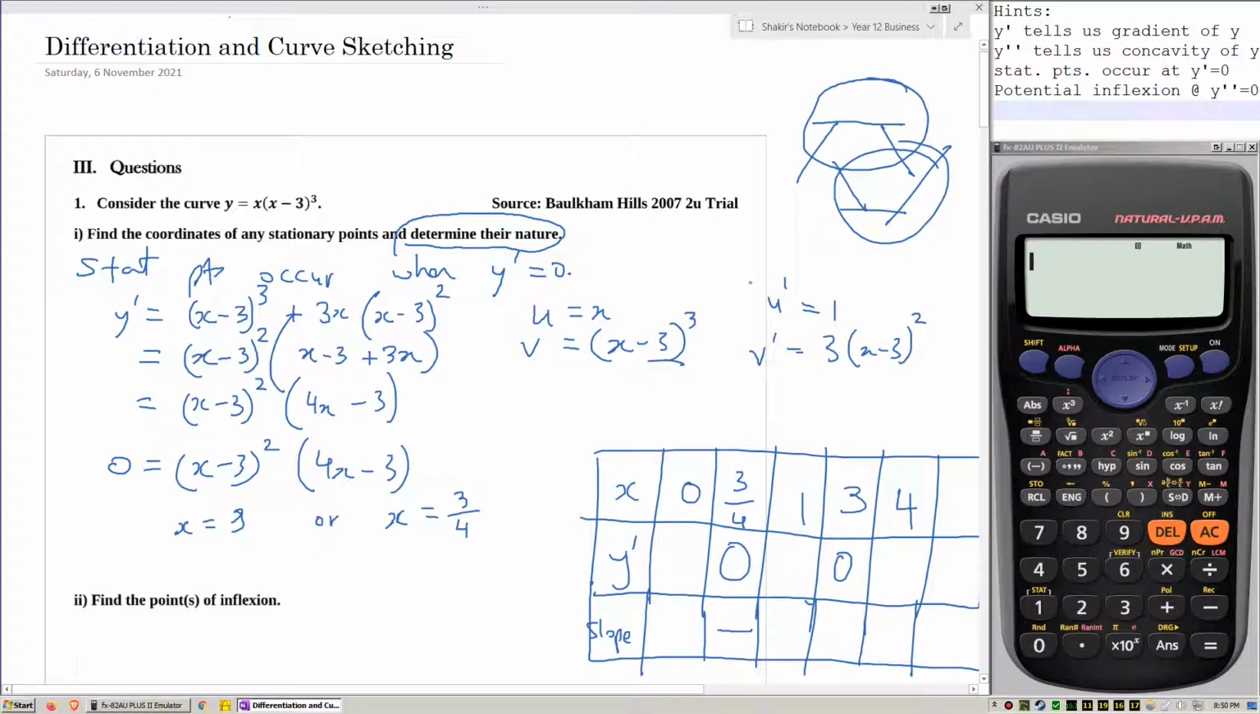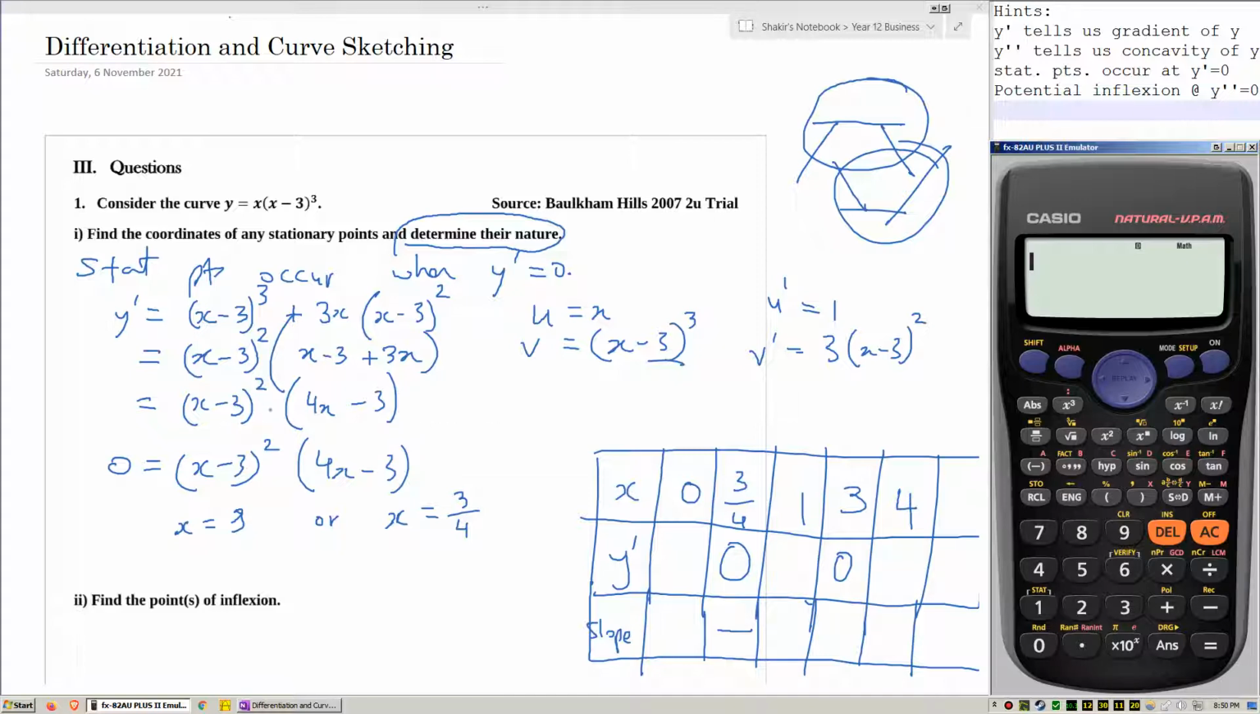So let's just go at it. I'm going to sub it into y dash because I'm checking gradient, right? Is the gradient positive or negative? And so I'm going to sub it into y dash. So I'm going to sub 0 in. What is y dash? Y dash was this equation over here. Where is it?